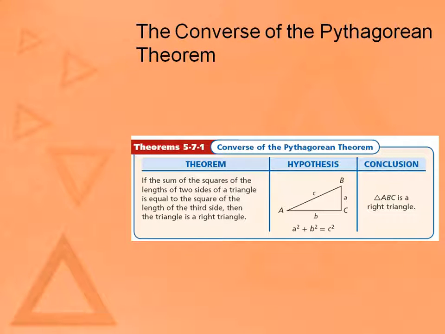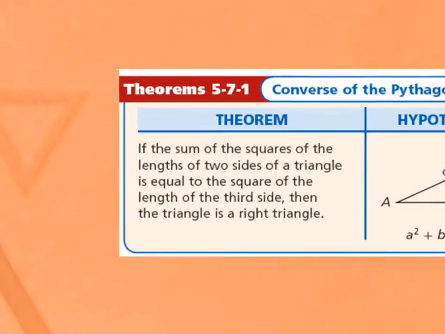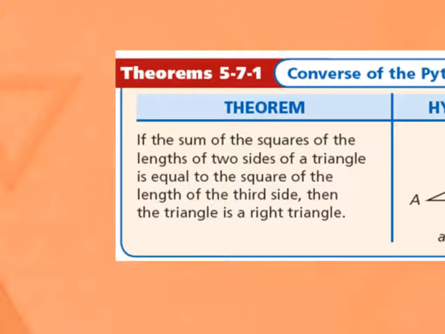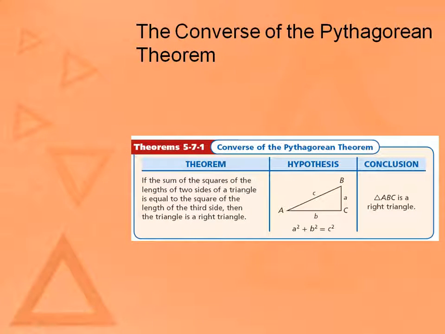Let's take a look at something different. The converse of the Pythagorean theorem. Let's pause so you can get this. This is a test that lets us know whether we have a right triangle. If a squared plus b squared equals c squared works, then we do have a right triangle.